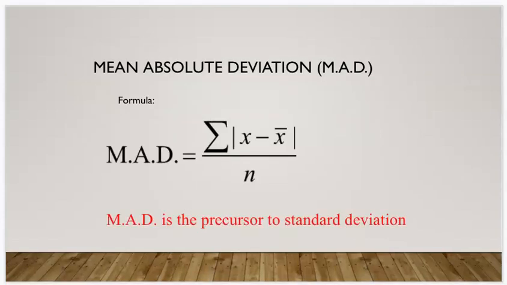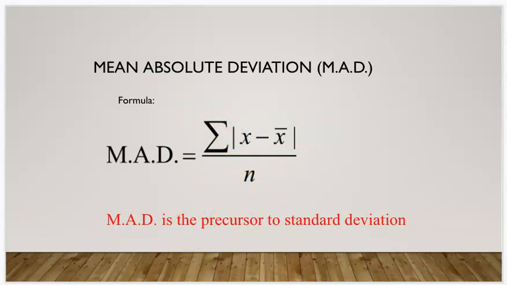Here's the formula for the mean absolute deviation. Again, you take each data value, you subtract the mean from it, you take the absolute value of those, that's why it's called the absolute deviation. What that's doing is making those positive distances. Then you sum them all and you divide by how many there are.